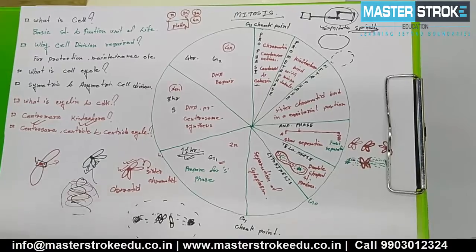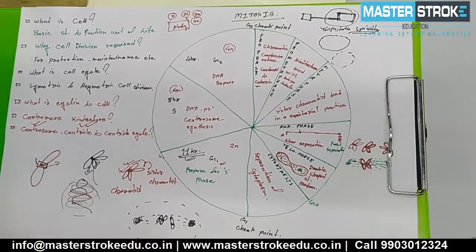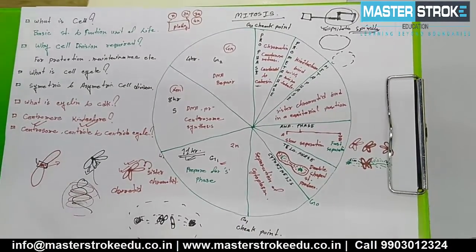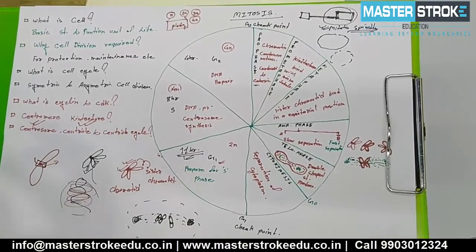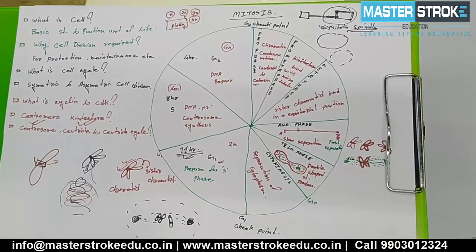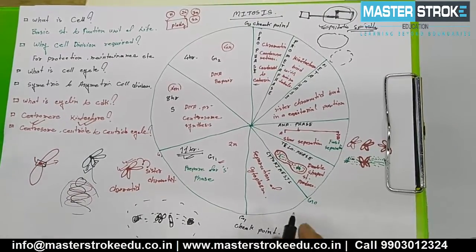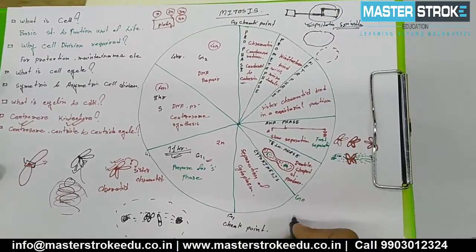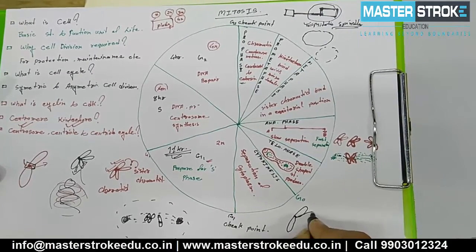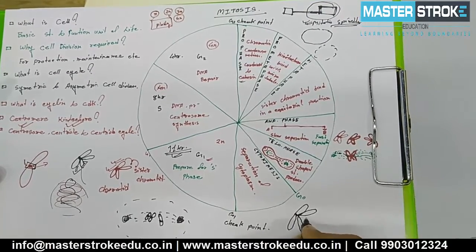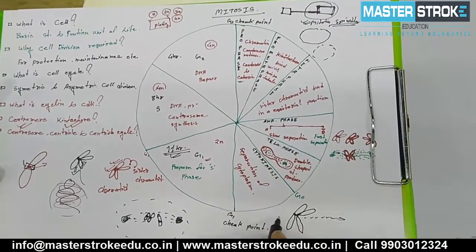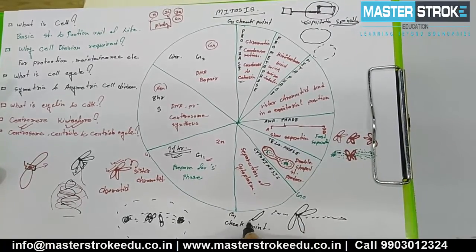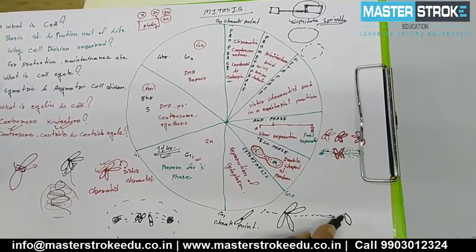Okay, now what happened in the anaphase? Anaphase is divided into two major parts, anaphase A and anaphase B. Anaphase A is a very slow separating step, meaning the separation of the two sister chromatids. Think about it. This is a sister chromatid. They become segregated from each other. One goes here and another one goes here.